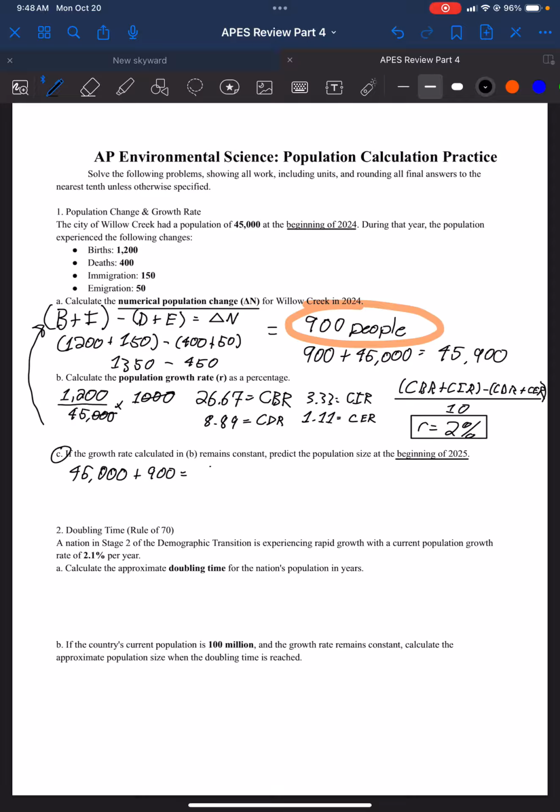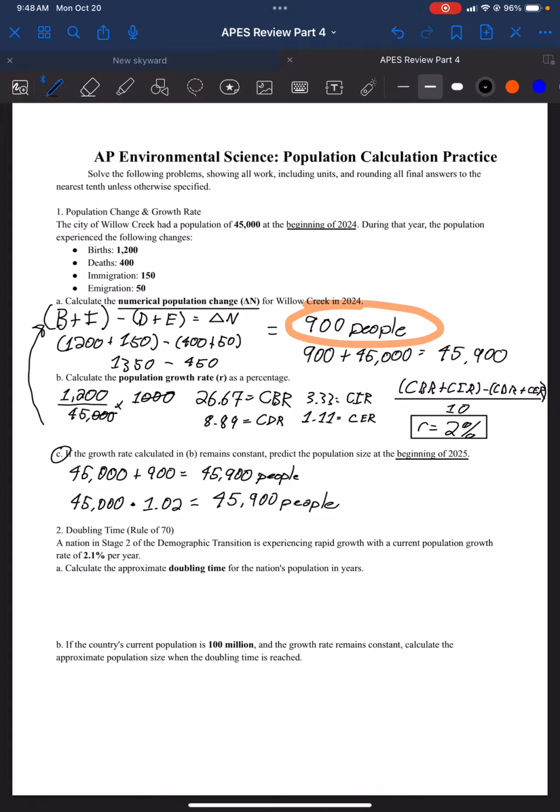And that gives me 45,900 people. Always put units. Or we can predict what a 2% growth is. So you take your starting population and then multiply by a 2% increase, which would be 102% of your starting population. Either way, you end up with 45,900 people. Either way is acceptable. College Board will always accept the math as long as it is equivalent.